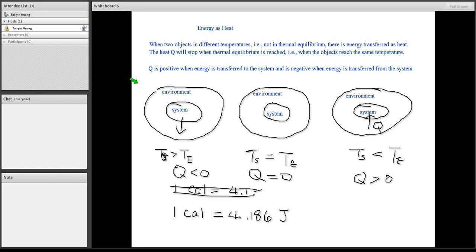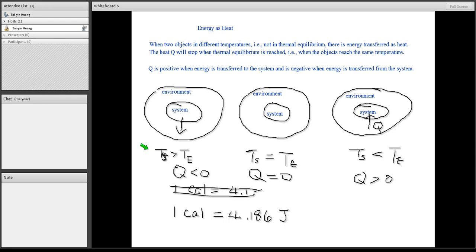We have what we define as the environment, and this is the system. So you have a system that is in the environment. This is like you in a classroom. You are considered the system, and the classroom is considered the environment. Let's say the system has its own temperature, which we call T sub S, and the environment has its own temperature, called T sub E. That's case one, when the temperature of the system is greater than the temperature of the environment.